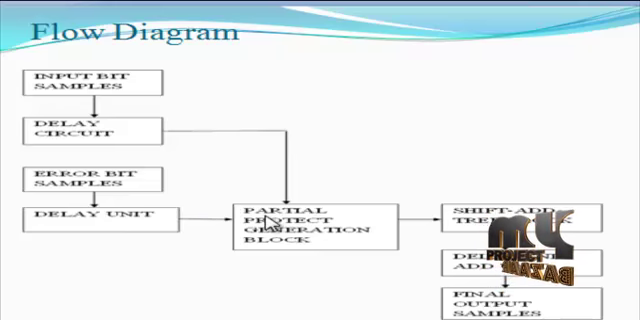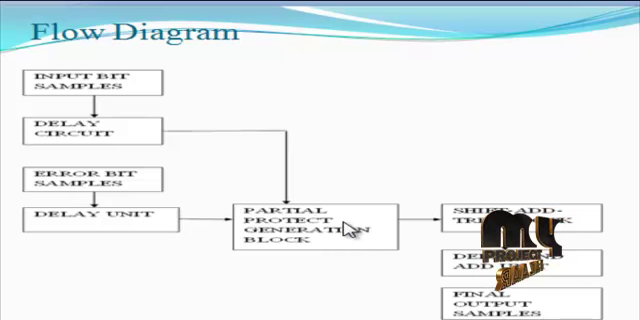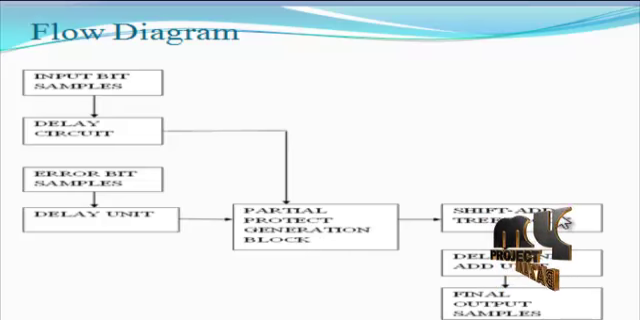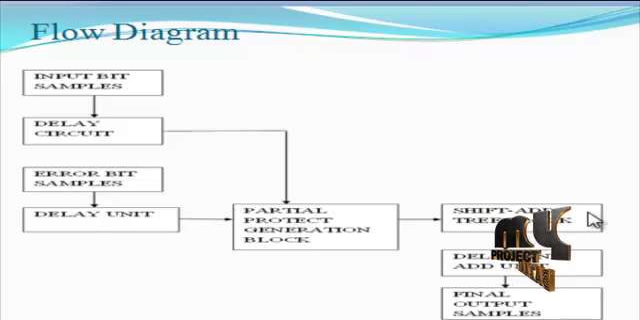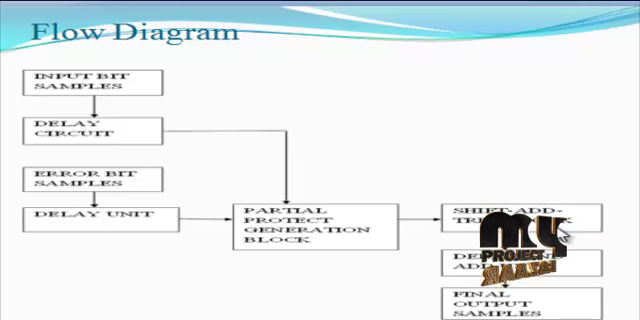Thus, the addition is done on the error input bit samples using the partial product generation architecture. The partial product generation addition architecture is mainly based on the carry select addition process. Then the partial product generation result is passed to the shift add architecture block. The shift add architecture block is used to add the partial product generation results in a separate manner.